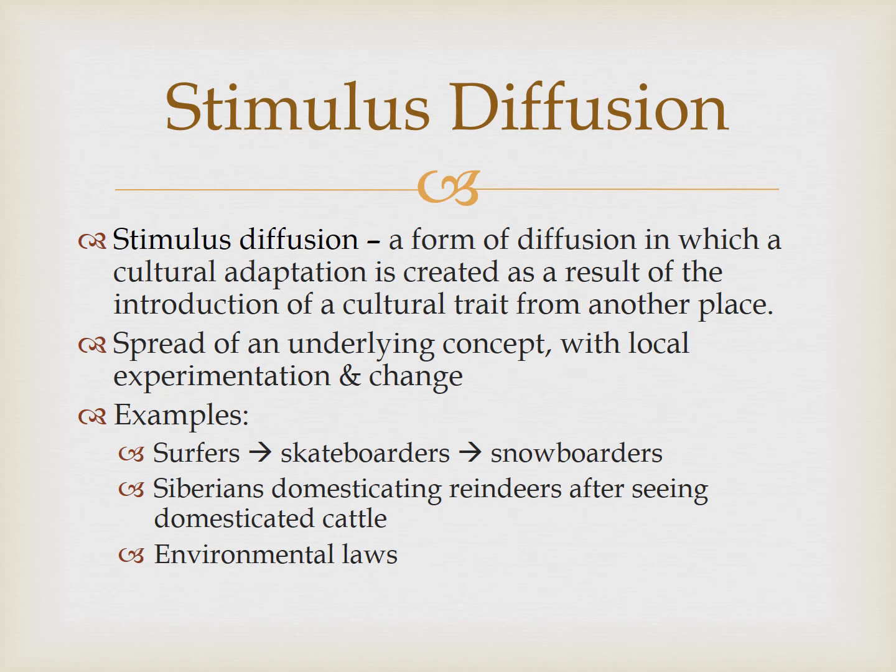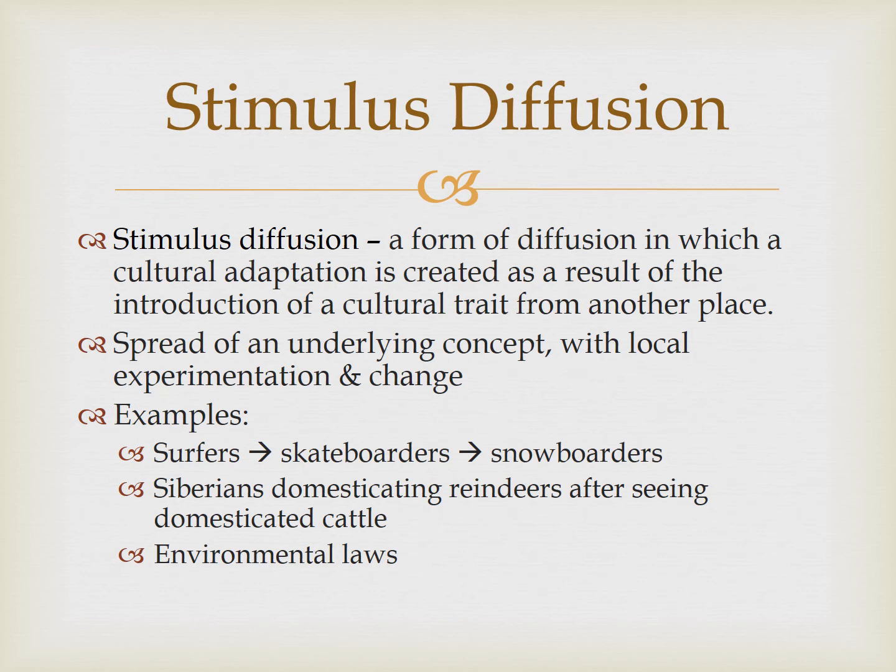And now I can fall over in the snow because bruises will be less numerous and my risk of drowning is much diminished. We see the same thing with the domestication of animals based on local climate. Siberians didn't have cattle to domesticate, but after seeing the benefits of domesticated cattle, decided to domesticate reindeer, an animal that was more conducive to the climate in Siberia.